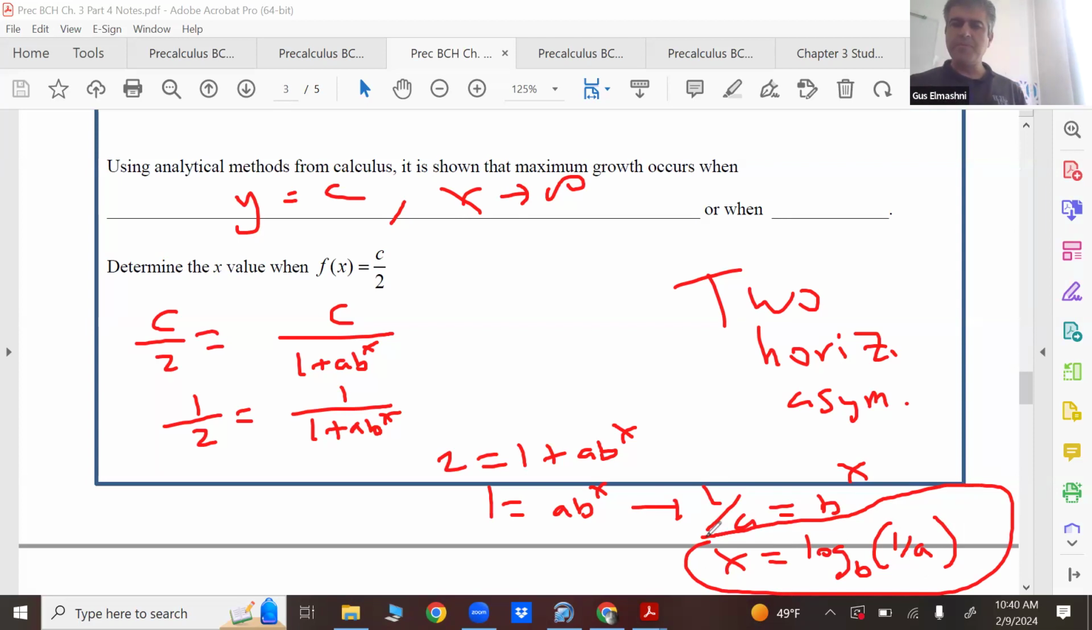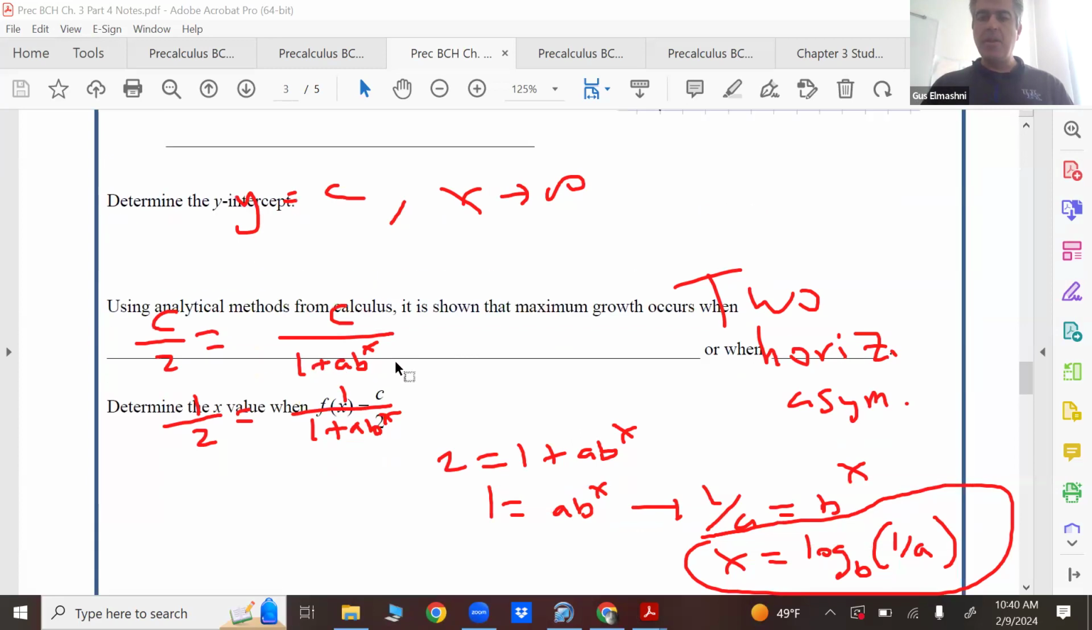Does that make sense, what I just did? I set the logistic function equal to C over 2, dropped the C's. The denominators have to be the same. Then I tried to isolate X the best I could, which I did. So, all right, good. What are the horizontal asymptotes? Right here.